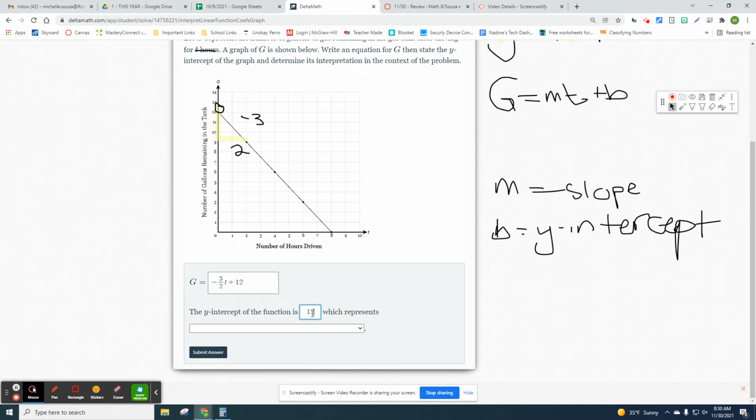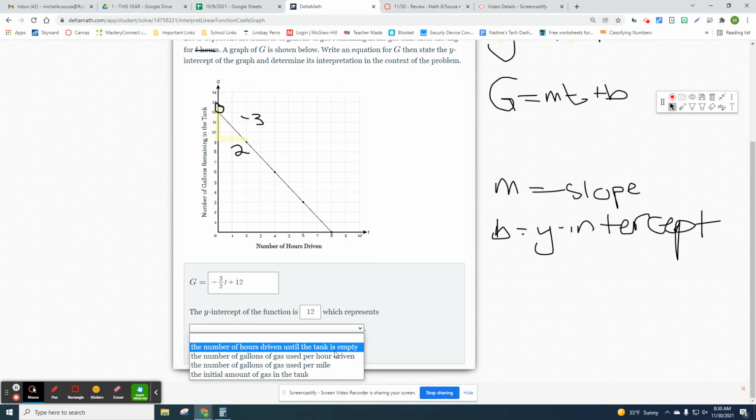The y-intercept of the function is, well, what was our y-intercept? That's 12, which represents, what does that represent? Look at the graph. Read the question. This one says the number of gallons remaining in the tank and the number of hours driven. So we're talking about how he's driving and how much gas is in his tank. Does the 12 represent the number of hours driven until the tank is empty? Did he drive 12 hours before his tank was empty? No.